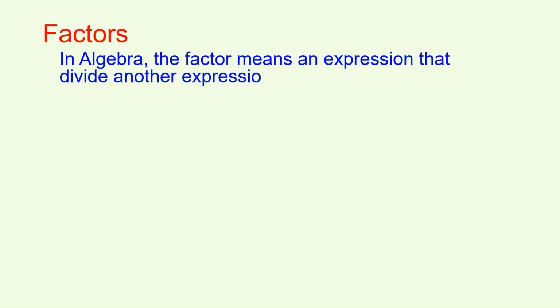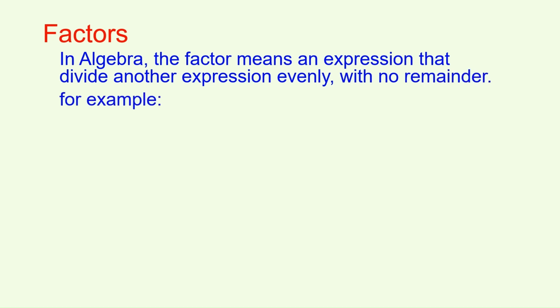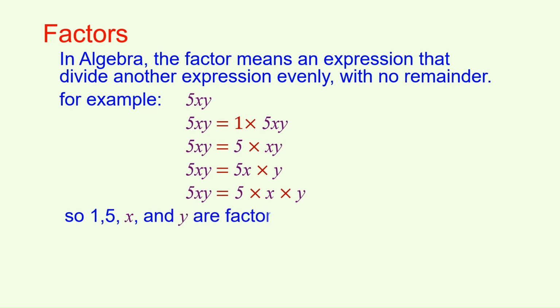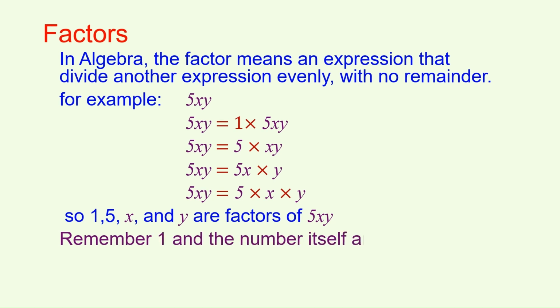In algebra, the factors mean the expression that divides another expression evenly, with no remainder. For example, 5xy. 5xy equals 1 times 5xy. 5xy equals 5 times xy. 5xy equals 5x times y. 5xy equals 5 times x times y. So 1, 5, x, and y are factors of 5xy. Remember, 1 and the number itself are always factors of the number.